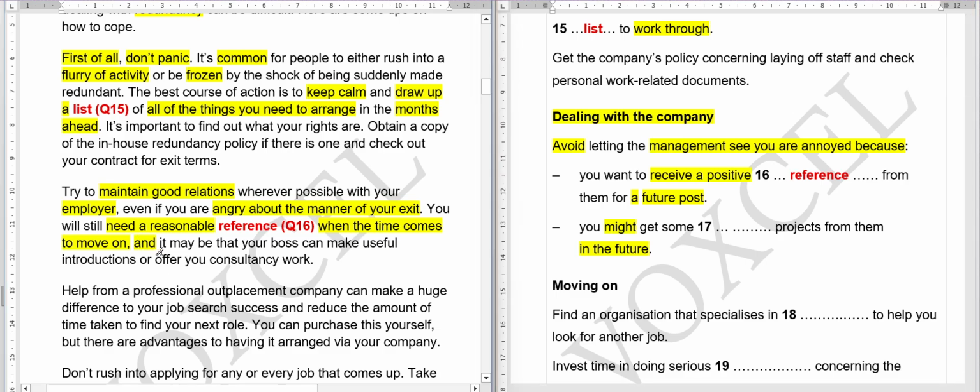Let's see. It may be that your boss can make useful introductions or offer you consultancy work. So they are saying maybe your boss can make useful introductions. He or she can introduce you to new companies, or give you some references to new places, or they can offer you some consultancy work. Clear? So obviously our answer is in this particular sentence. And for this you have some time to tell me the answer, and your time starts now.